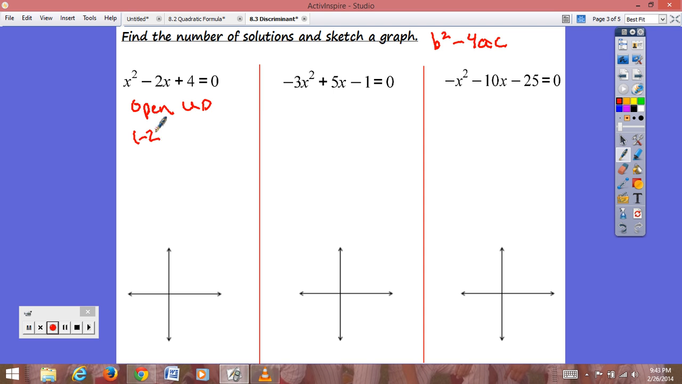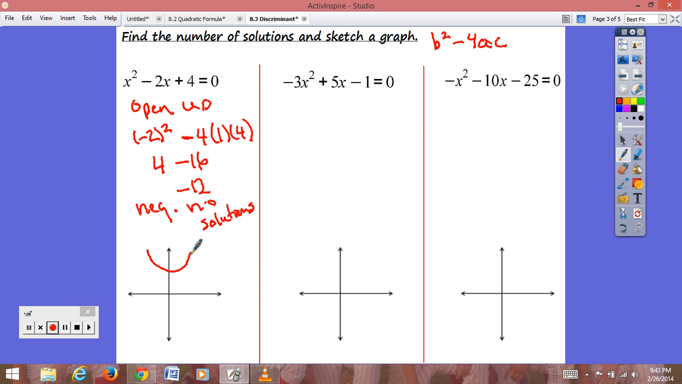So negative 2 squared minus 4 times 1 times 4. Oops, this is supposed to be minus. That's my fault. So we get 4 minus 16, which is a negative 12. And if it is negative, it has no solutions. So this graph is going to look something like this. And because there are no solutions, that means the graph never comes in contact with our x-axis.